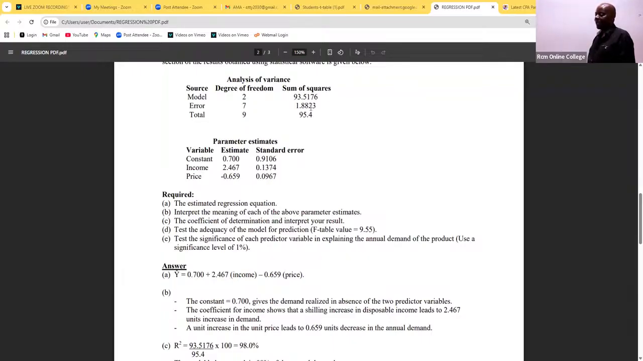E, test the significance of each predictor variable. They want me to get the T values. Get the T from the T tables, and then get the T ratios myself. So I have to get the T ratios from each coefficient divided by the standard error. Ladies and gentlemen, this being our day one, that can be your homework.